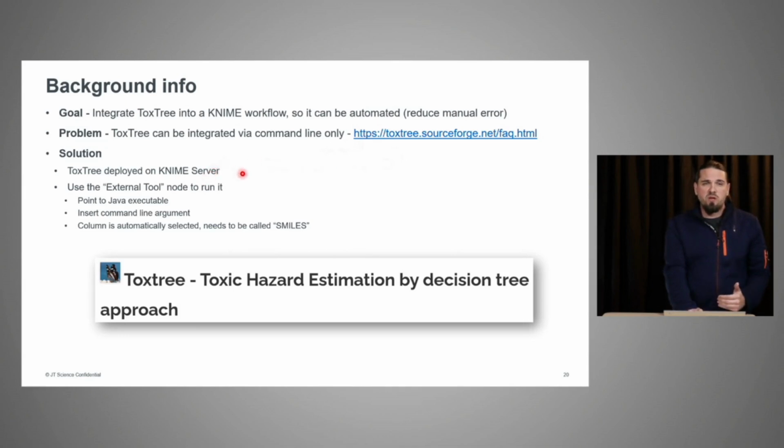The solution was that, okay, let's deploy ToxTree to the KNIME server and use the external tool node to run it. So this can be just pointed to the Java executable, insert a command line argument, and the column is automatically selected if it's called SMILES, so picking up the chemical structure.